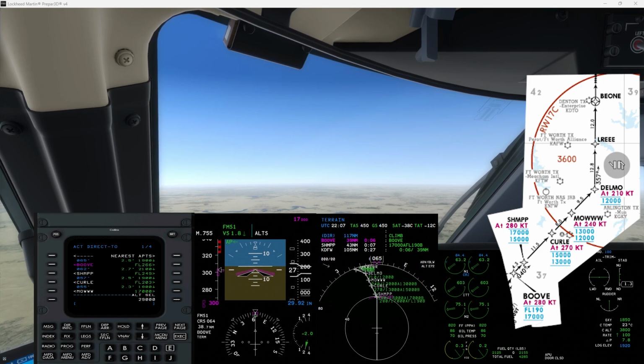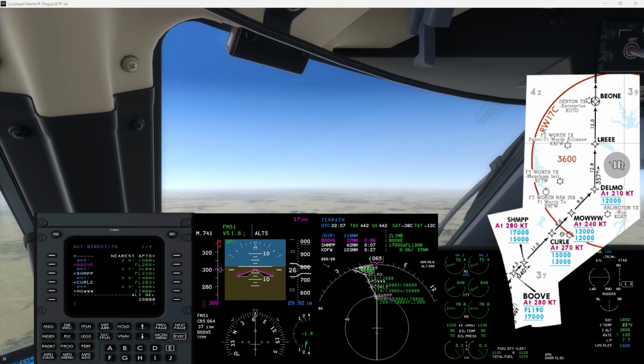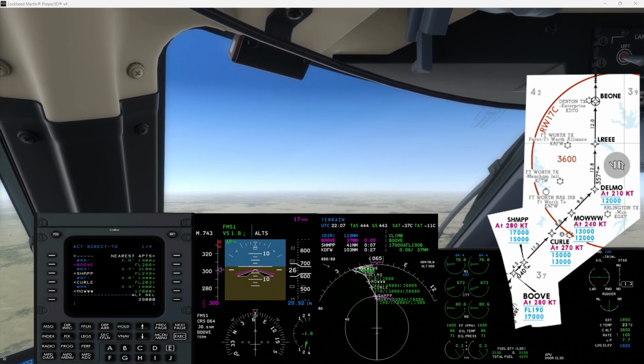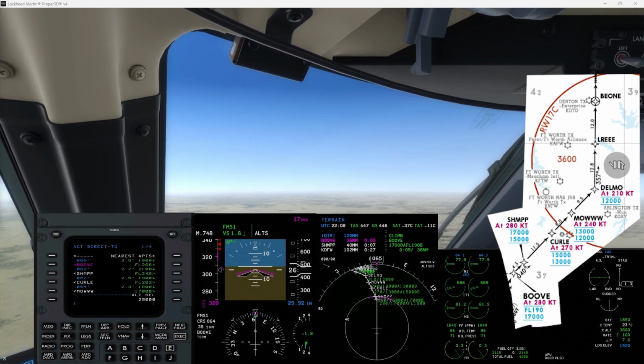So I'm waiting to see what the rate of descent does, and as you can see, I have reduced it again to 1800 feet per minute, and I'm basically controlling my airspeed. Now here I'm still descending at 300 knots. I should be increasing to 320, and I was waiting for the upper limit to go up. That way I can safely increase my airspeed to 320 knots.